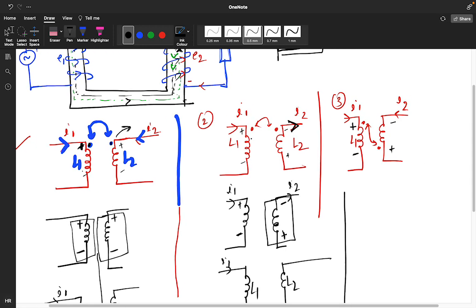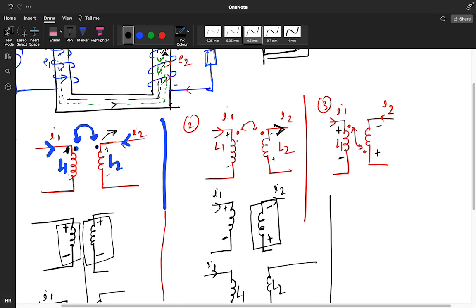In this case also, this is my dot. So in this dot my current is entering. What is the meaning of this? In this dot, current should leave. Yeah, current should leave.